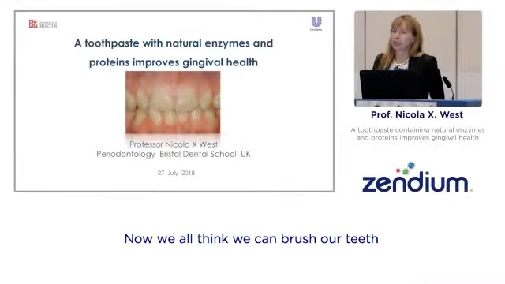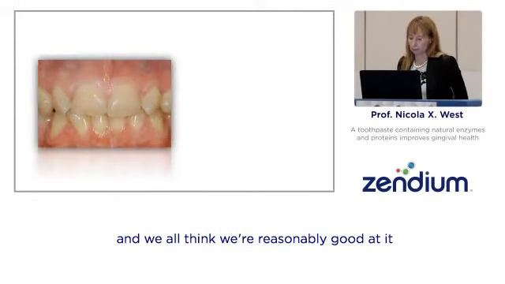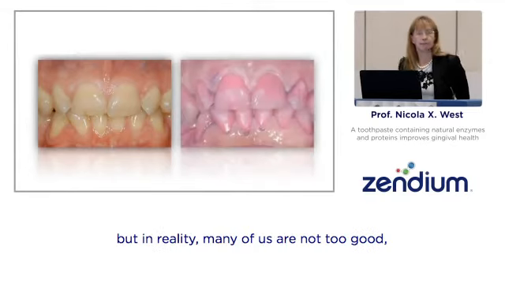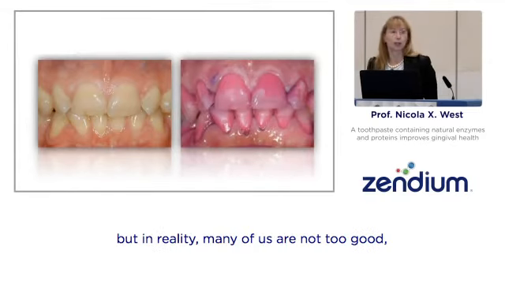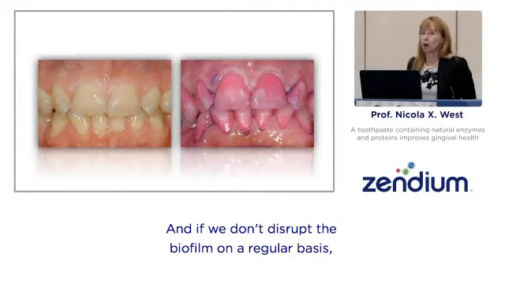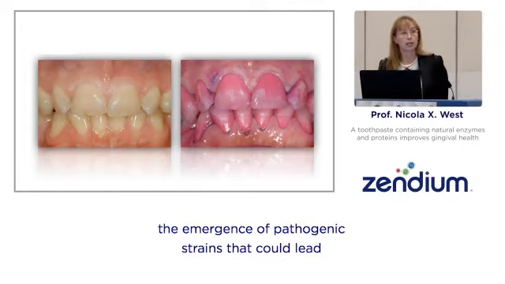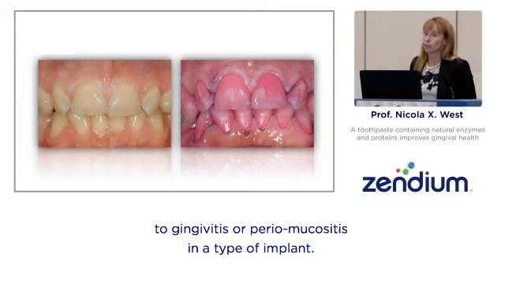Now we all think we can brush our teeth, and we all think we're reasonably good at it. But in reality, many of us aren't too good, and some of us are really appalling. And if we don't disrupt the biofilm on a regular basis, it becomes dysbiotic, and we get the emergence of pathogenic strains that can lead to gingivitis or peri-mucositis in the case of implants.